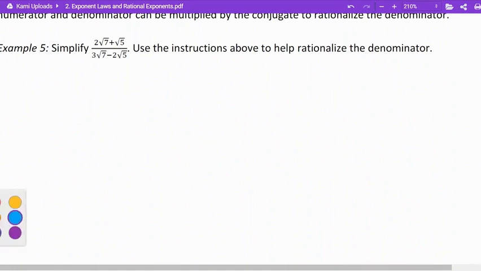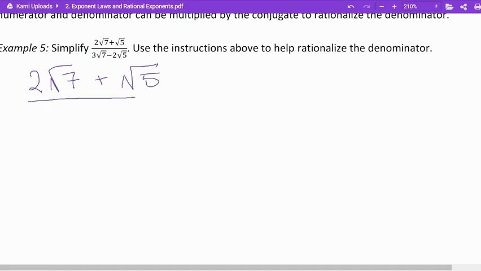I want to rewrite this to make it a little bigger. 2 root 7 plus root 5. Who said that? Was that you, Marley? Does it feel like looking at this question, you're at the top of a roller coaster hill and you're like, oh my God, I really don't want to do this? It's painful, right?